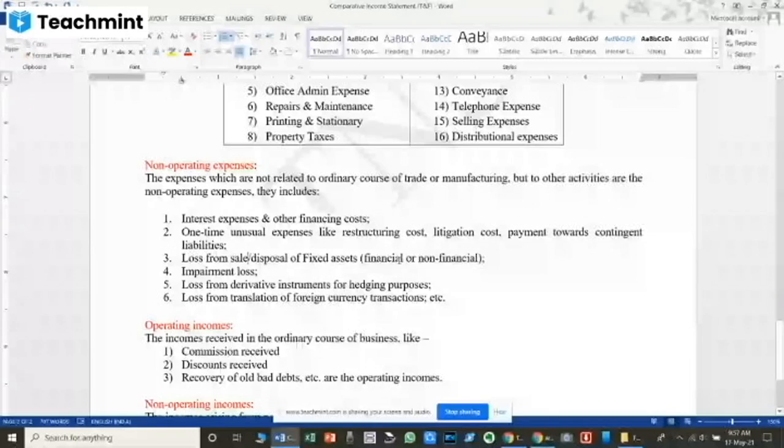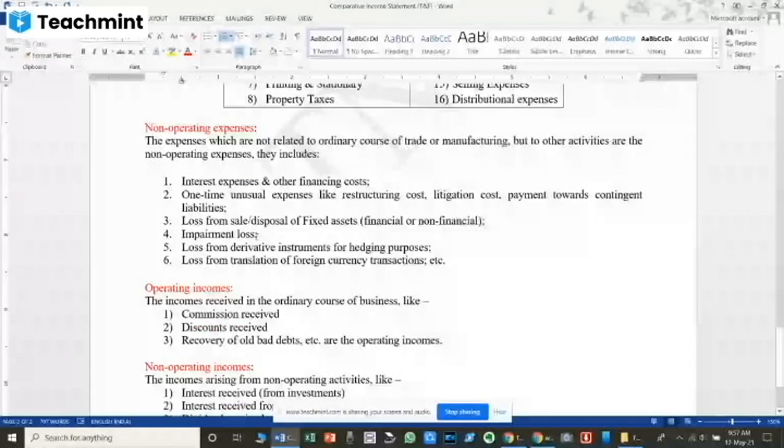Next, impairment loss. The impairment means replacement. At the time of replacement of one fixed asset, that is the old one with the new one, the company may incur certain losses that may be called impairment losses. Next, loss from derivative instruments for hedging purposes, that is relating to stocks, that is the shares and debentures.